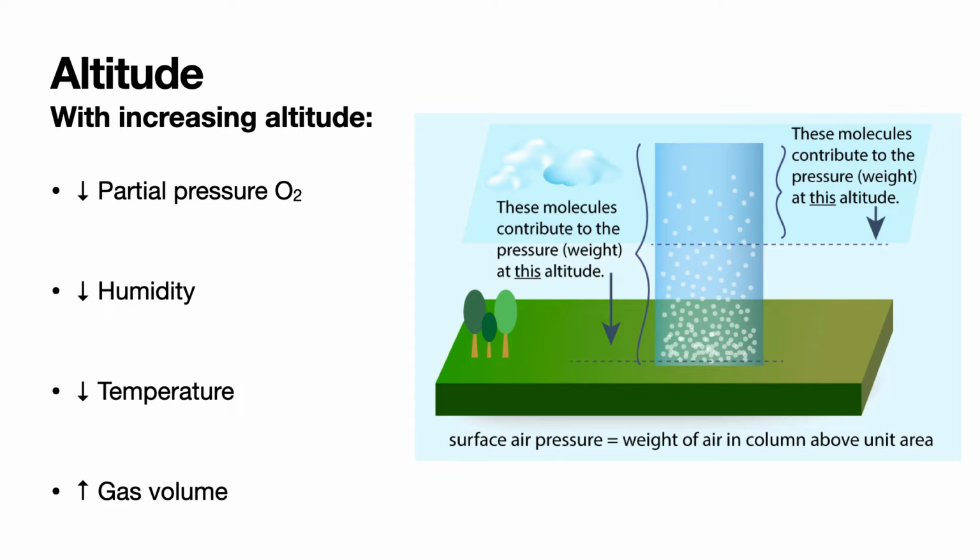And the drop in barometric pressure has these 4 effects that we're concerned about in terms of our physiology. So there's a reduction in the partial pressure of oxygen, a reduction in the humidity, a reduction in the temperature, and an increase in gas volume in gas-filled cavities. And these are the four stresses that are described as being affected by altitude.